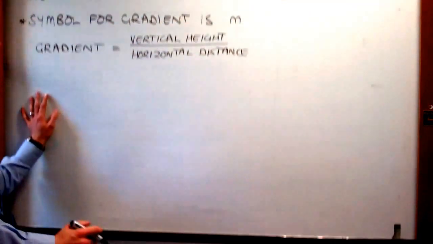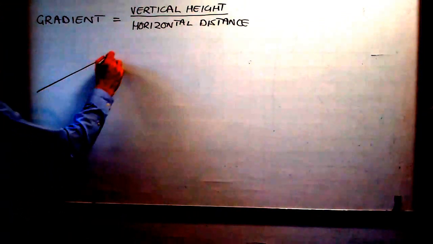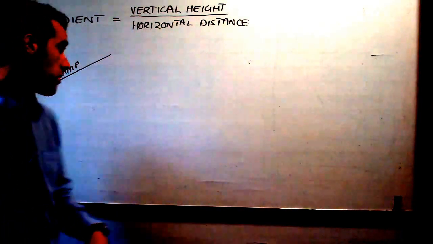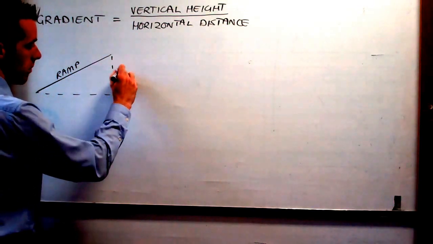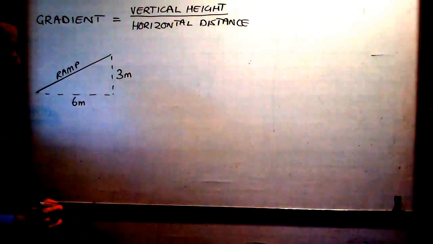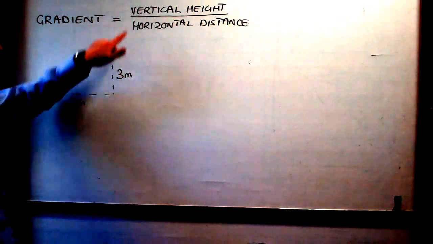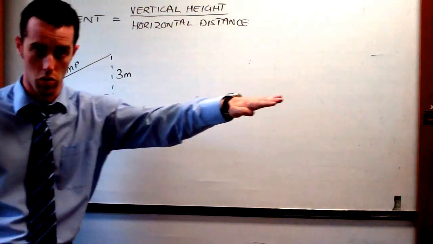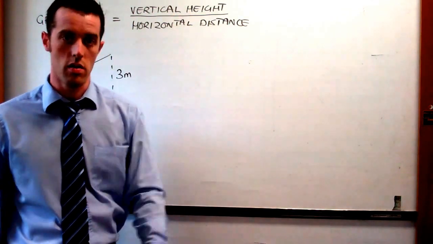Well, if we look at an example, let's say we're looking at a ramp, so it might be like a ramp for disabled access or something like that, and we know that the ramp goes up 3 metres and goes along 6 metres. So this is going to be our vertical height, and then this is going to be our horizontal distance. Okay, so remember, horizontal goes across the way, remember it like the horizon, and vertical is up and down.